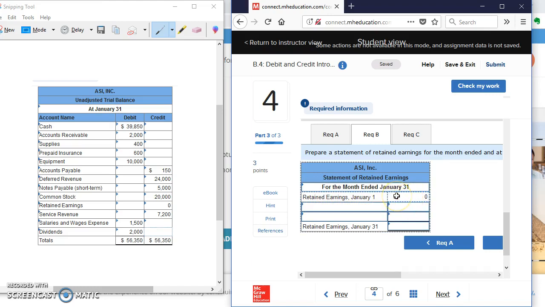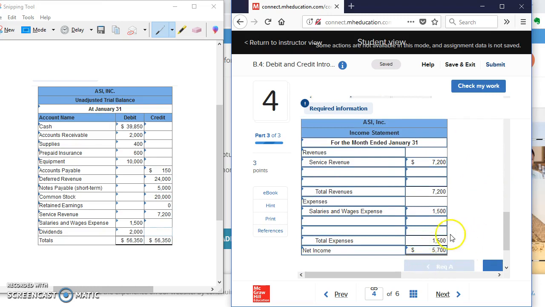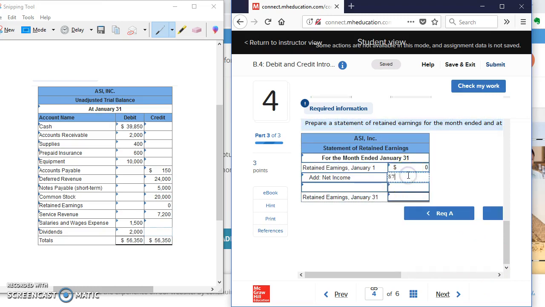For other companies, it'll just be the ending retained earnings of the last month or the last year would be your beginning for this year. So what's our formula for retained earnings? We start with the beginning balance. We started with zero. What do we do this month? We added our net income, and how much net income did we record here? $5,700. You take it right from the income statement. So we're going to go from the income statement over to the statement of retained earnings, and we're going to put that $5,700 in.